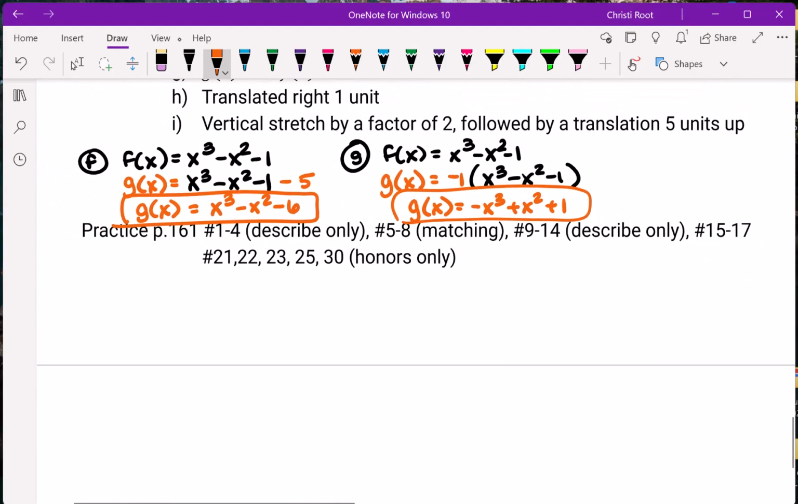Okay, so your homework is going to be, if you're in a regular class, the whole top line, but if you have honors, it's also going to be the second line as well.